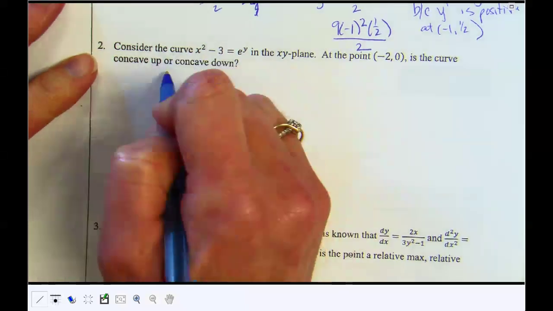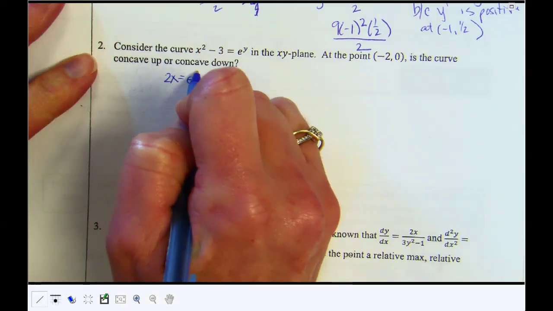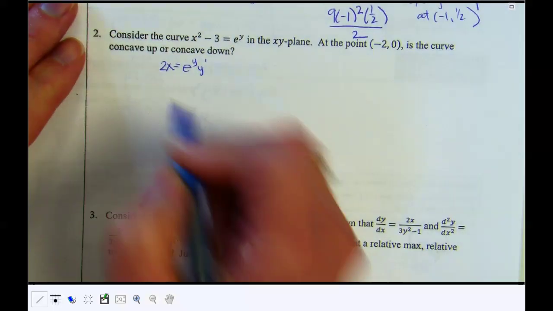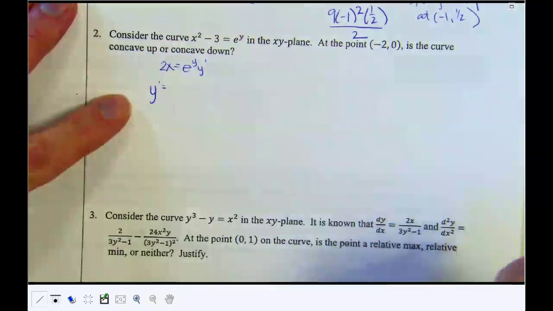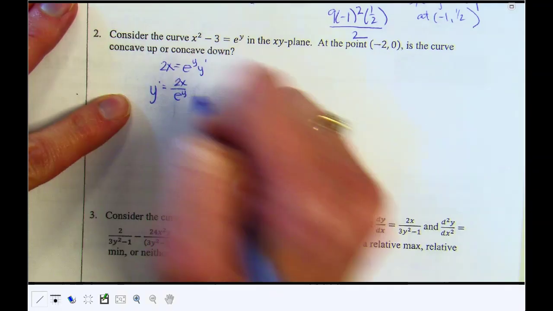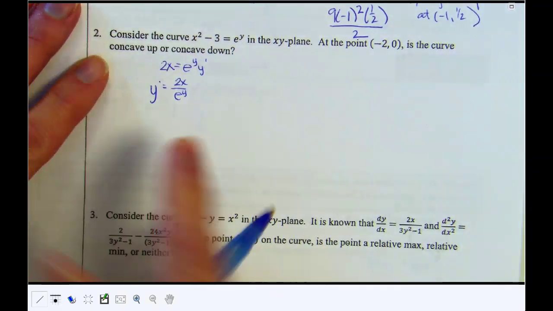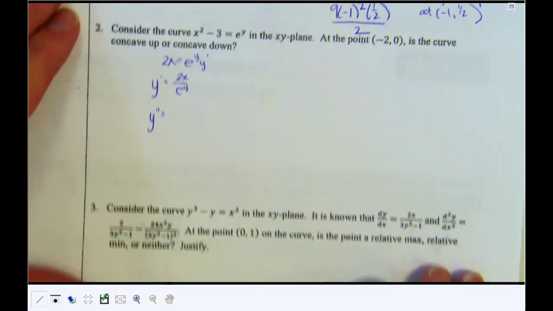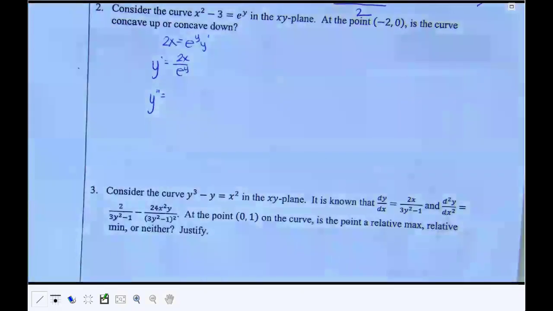Okay, so derivative 2x equals e to the y times y prime. So then what's y prime equal? 2x over e to the y. Okay, now when you do the second derivative, what are you going to have to use? Quotient rule. Correct. Please quotient rule that.